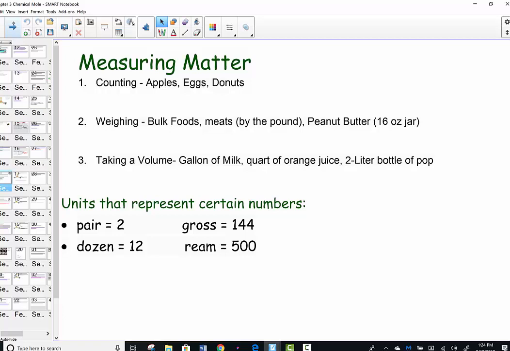So that's the purpose of the mole, is to measure matter and be able to exchange its units. Just as we have certain words that represent numbers. If I say the word pair, I have a pair of mittens, I have a pair of socks, you know that that word pair represents the number 2. If I have a dozen eggs, that word dozen represents a number, and that number is 12.